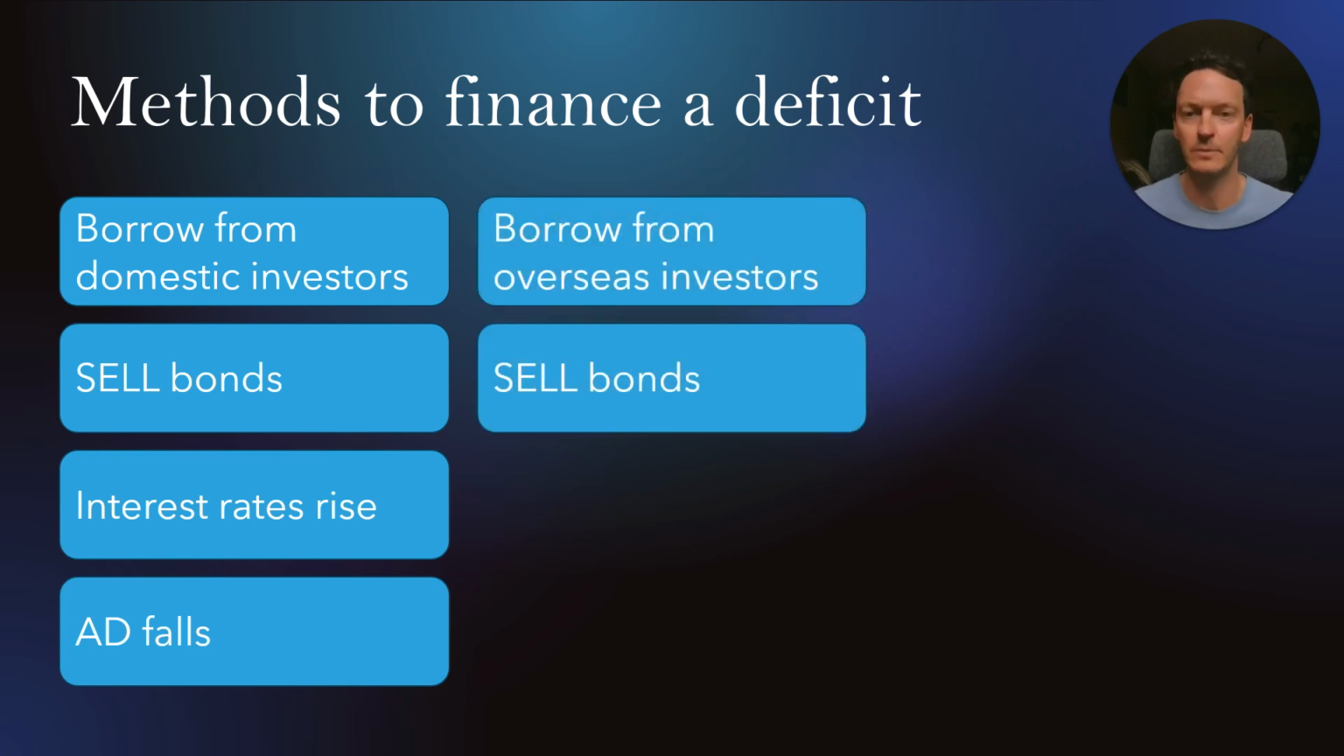All right, so we're going to move on to the next one. The other way available to the government is they can borrow from overseas investors, and they're still going to sell bonds. So you can buy a government bond from a Swiss bank if you really want. That's absolutely fine. So in this case, the Australian government will sell a bond, this time to someone or an entity overseas.